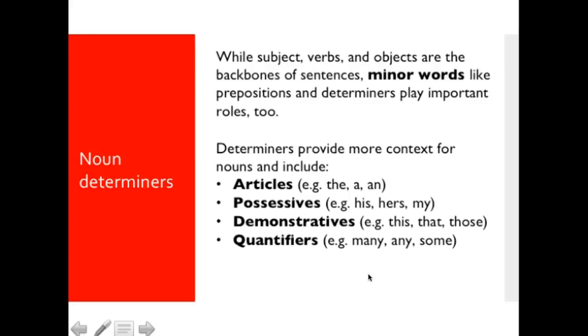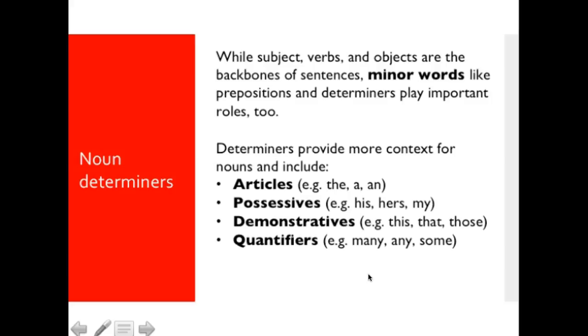So articles are one of four types of what we call determiners. Articles are the, a, an. Some is also considered an article, although it's also considered a quantifier. Then we have possessives. This is to indicate that the object belongs to somebody. So his, theirs, ours. And then there's demonstratives: this, that, those.